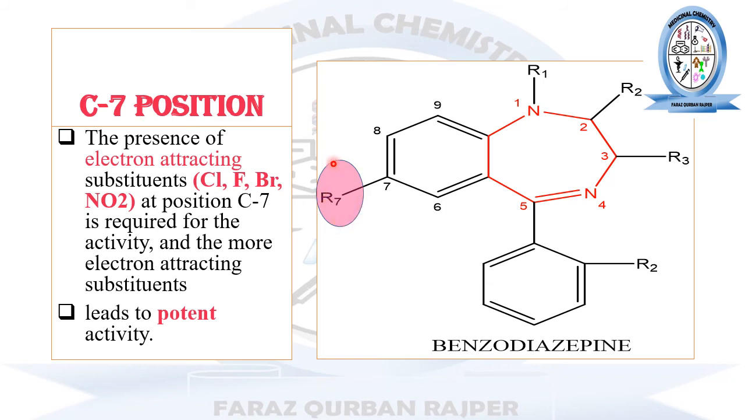If the benzodiazepine has chlorine, fluorine, or a nitro group at this carbon number 7 position, it will have high potency, meaning it will increase the activity of benzodiazepine. So at the C7 position there must be the presence of an electron attracting group like chlorine, fluorine, and nitro.